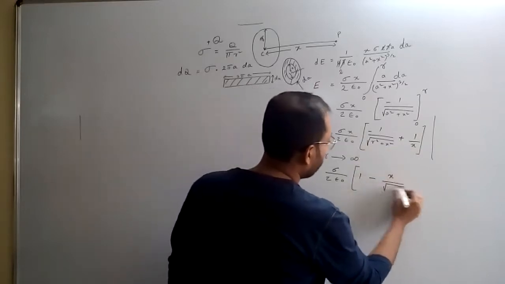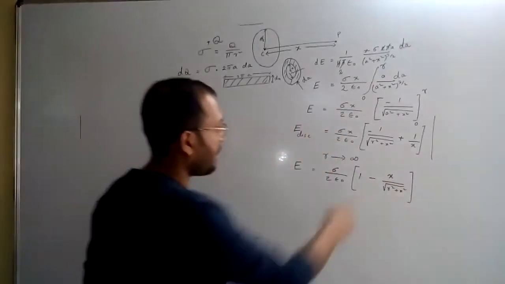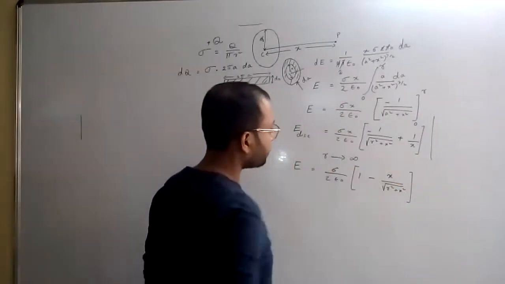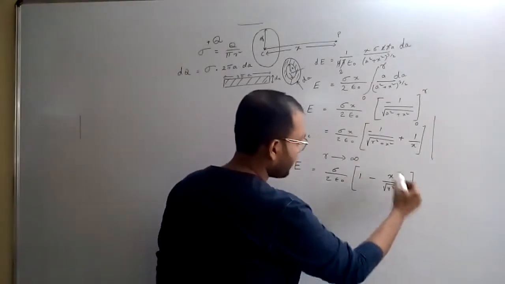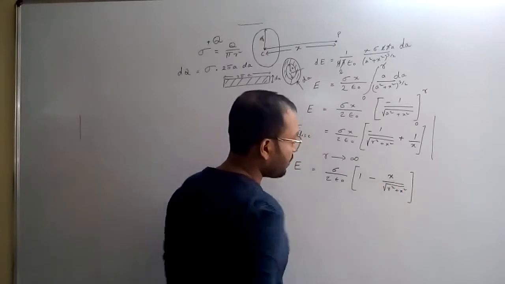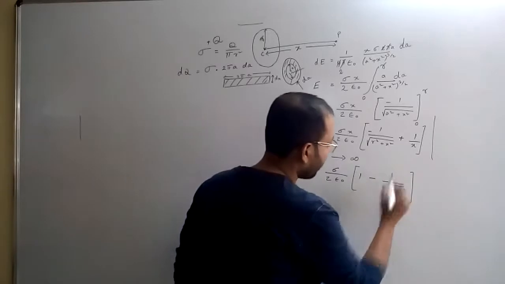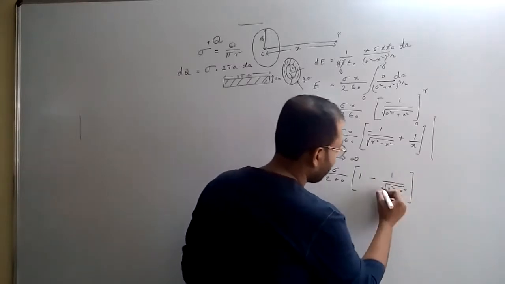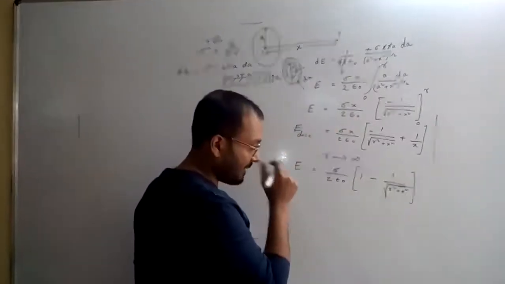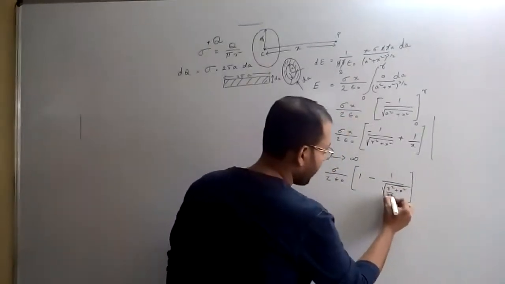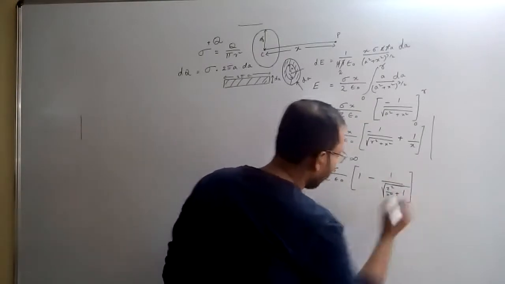x divided by square root of r squared plus x squared. I hope you understand what I did. I wrote this thing first and this thing later. In this part of the expression, let's divide numerator and denominator both by x. If I divide the numerator by x, x by x gives 1, and I'm dividing the denominator by x, so inside the square root I'm dividing by x squared, so I get r squared over x squared plus x squared over x squared, which gives me 1.